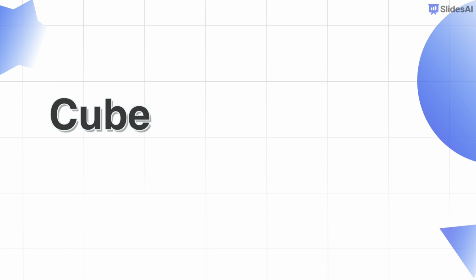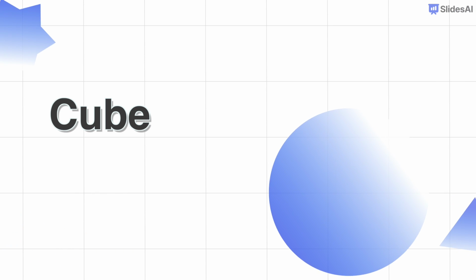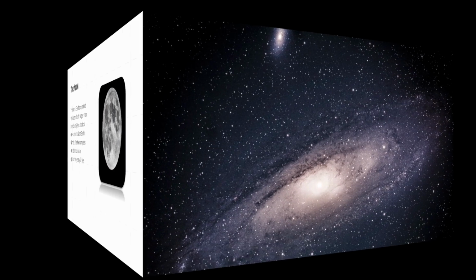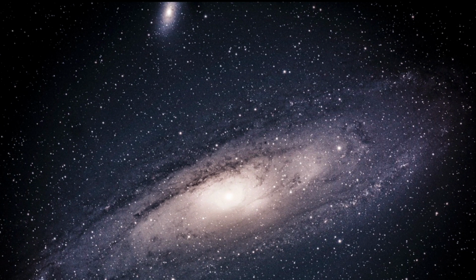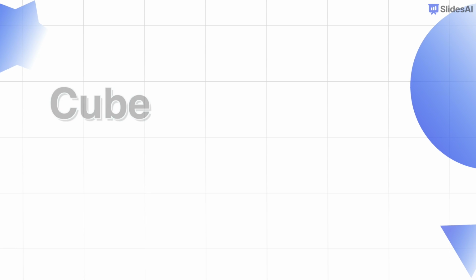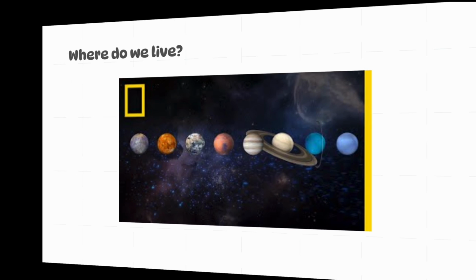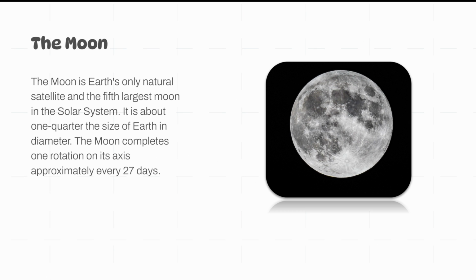Cube. Slides rotate like a 3D cube, flipping to reveal the next slide. It is best for adding a modern and engaging feel. Flip. Slides flip over like a page in a book, revealing the next slide underneath. It is best for introducing new topics.